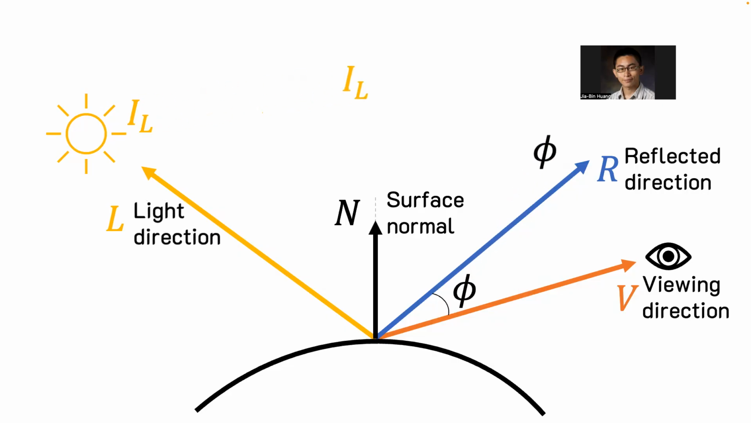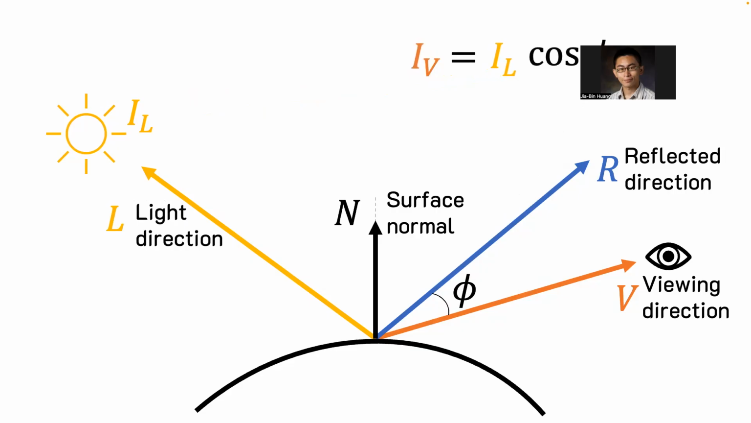One way to do this is that the light you receive from the viewing direction is the light source intensity times cosine phi, right? Cosine phi has this property that if phi is small, then it's close to 1. If phi is large, then it's close to 0. Okay? Does it make sense?